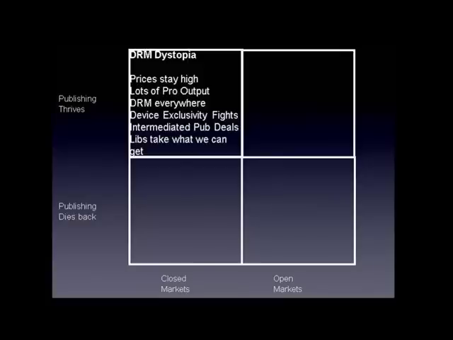Prices will stay high because the publishers are in complete control. They can set the price points essentially unilaterally. You'll have tons of professional output, just like what we've got now. There are so many people writing books professionally right now. But you know that it's going to be DRM everywhere. Everything's going to be protected, encrypted, involved with tokens, and it's going to be very difficult to get things onto different devices. It's also going to lead to device exclusivity fights, which means the people who own devices and device stores are going to be fighting to get exclusive content on their store. James Patterson might sign a deal and say he's Kindle only, and then Barnes & Noble would have to go get someone who's Nook only, all that kind of stuff.